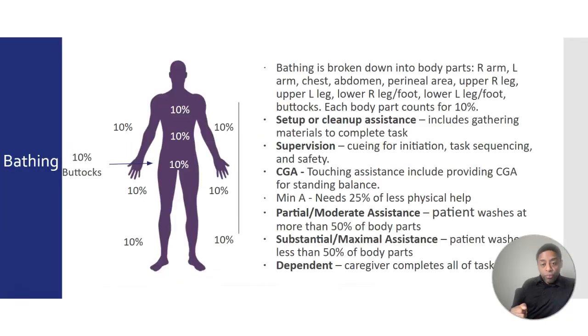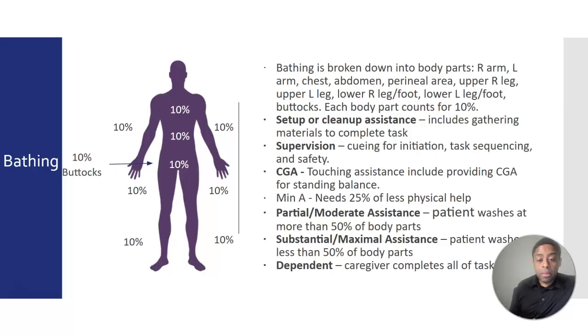Bathing, now with bathing, there's a 10% rule, right? So there are different components of the body that are broken down, and essentially we're looking at the right arm and the left arm, right? We're looking at the chest and the stomach area. We're looking at the posterior and the peri areas. So that's 6 total. And then you have the upper legs, that's 2, and then the lower legs, that's 2. So there are 10 different areas that we are looking at, right?